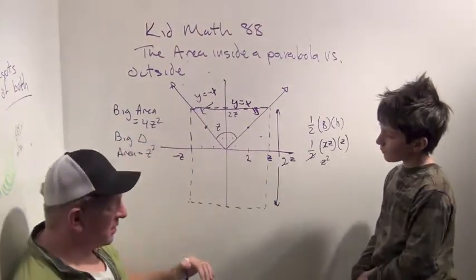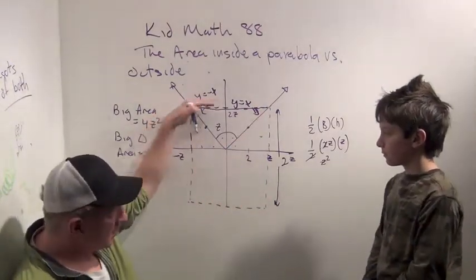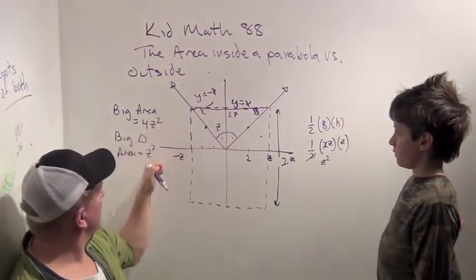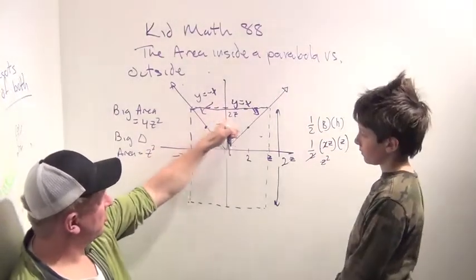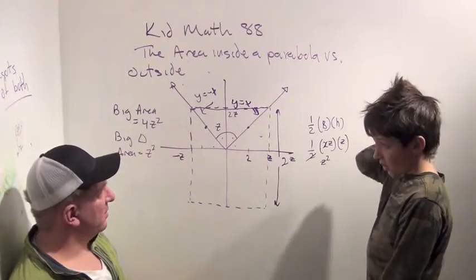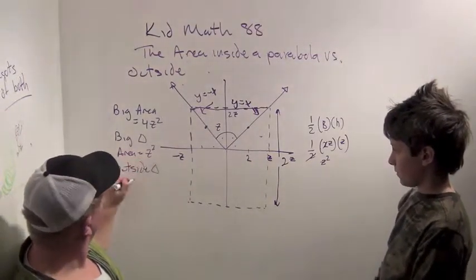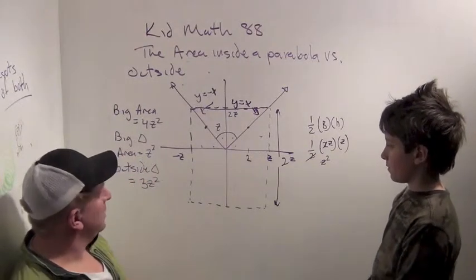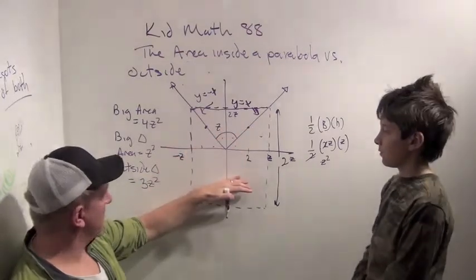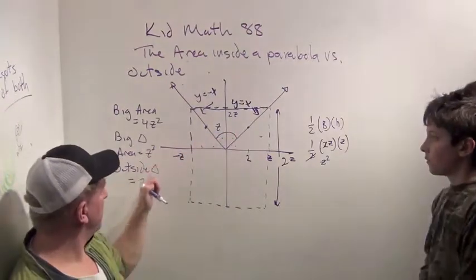When I chop it off into a square, the area of the square is 4z squared. The area of the triangle is z squared. So what's the area outside the triangle? It's 3z squared. So I get z squared here, 3z squared over here. The ratio of the area inside to outside for this shape is 1 to 3.